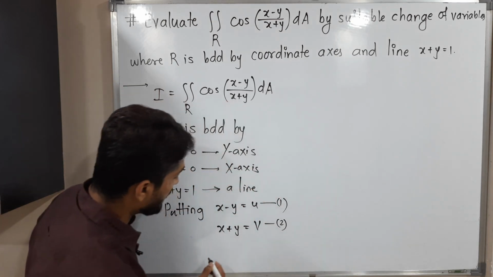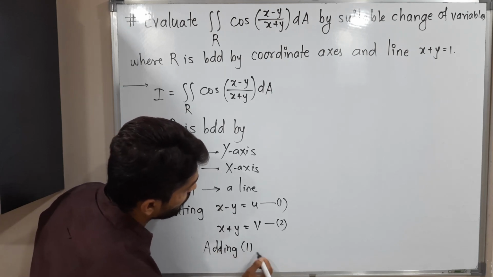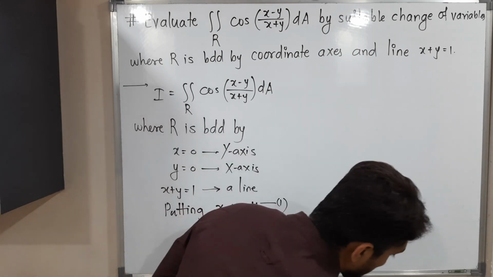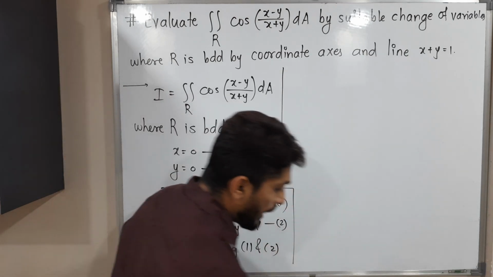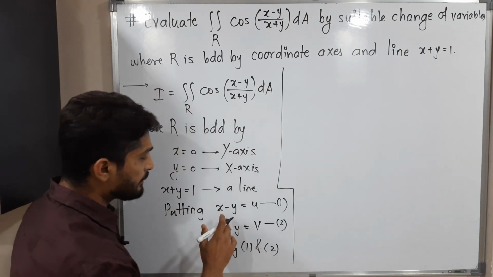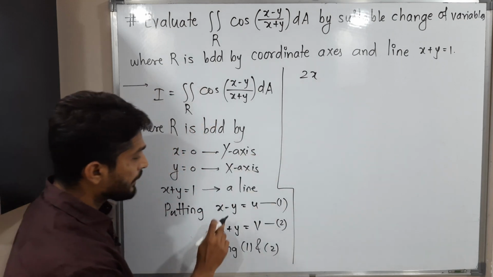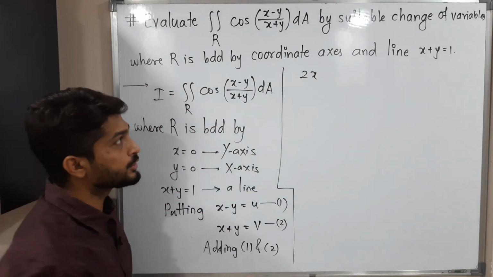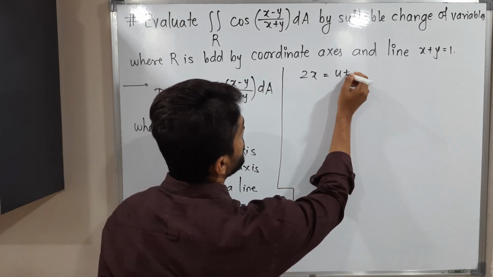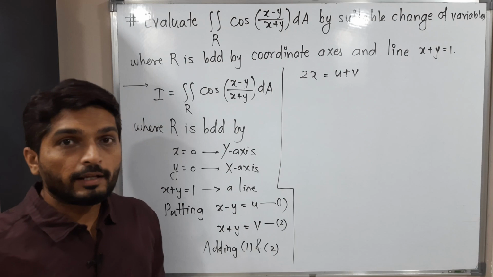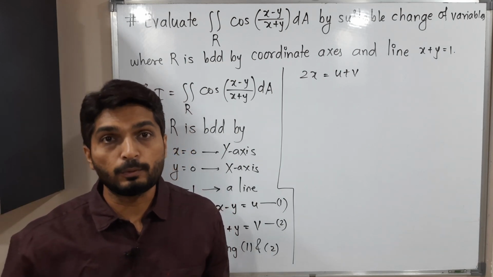So let me mention adding 1 and 2. Okay, so let us see what will happen if you add these two equations. I am going to write it directly. x plus x, 2x, minus y plus y will get cancelled to each other. And the right hand side also will be added and we will have u plus v. See, we got the value of 2x, but what we actually want is the value of x. So that's why I will divide both sides by 2.